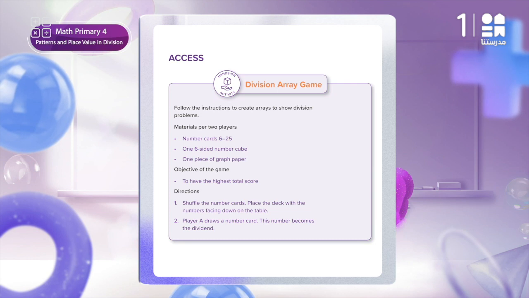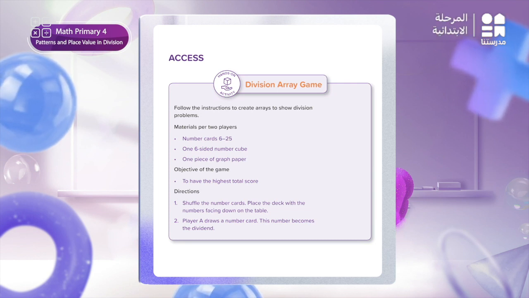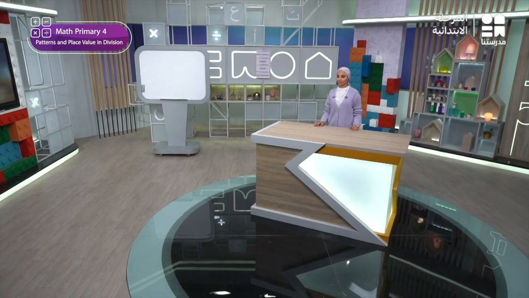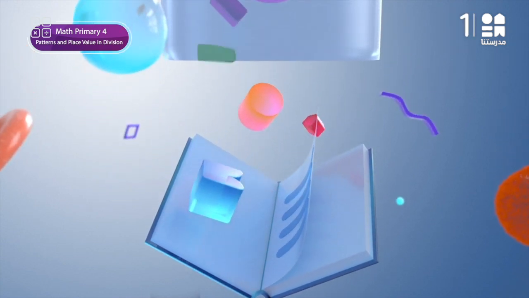We will use arrays at the start of access on page 303 in a game that will help us understand what division is. Now, let's welcome our friends. I will play it with my two students.